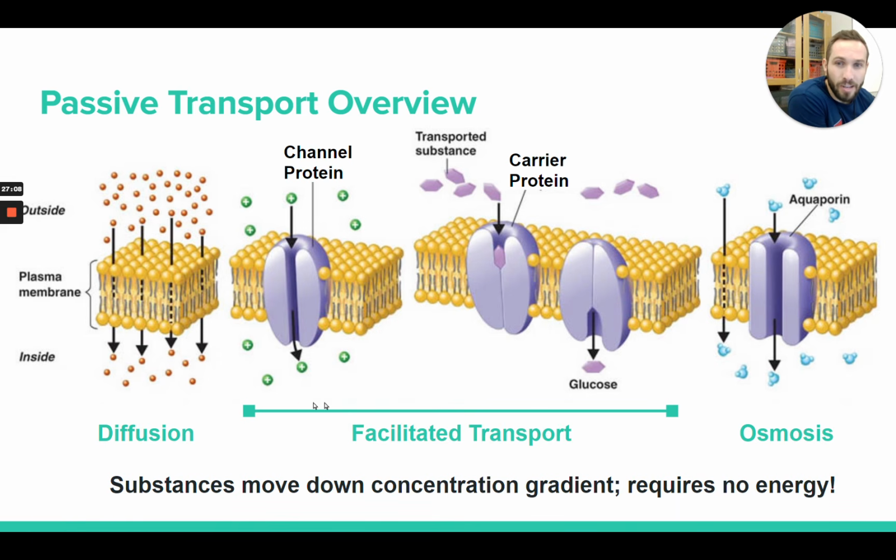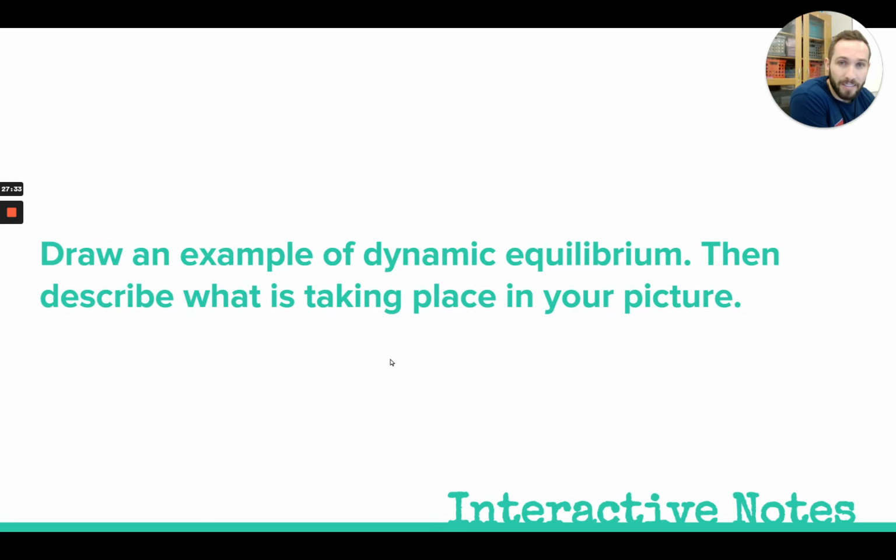Here's facilitated transport with a channel protein or a carrier protein helping to move substances from the more concentrated side to the less concentrated side, which is good. That's what the universe wants. And here's osmosis, which is the movement of water across a cell membrane. All of this involves substances moving down their concentration gradient, getting closer to equilibrium. No energy required for any of this.